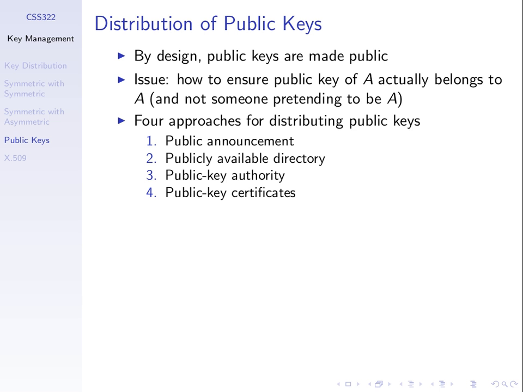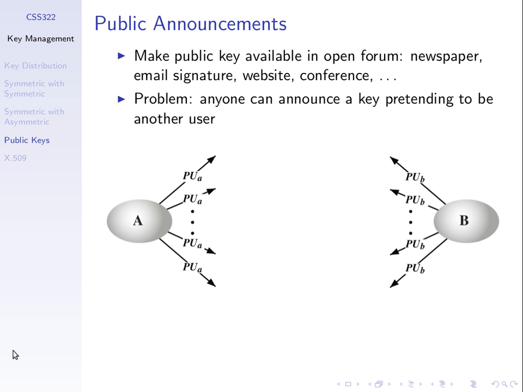So the issue is, how are we sure that the public key of A actually belongs to A and not someone pretending to be A? The public key received should belong to A, not C pretending to be A. That's the problem. Announcements, as we said, just post it somewhere that's public, but we still have this problem of a man in the middle attack.